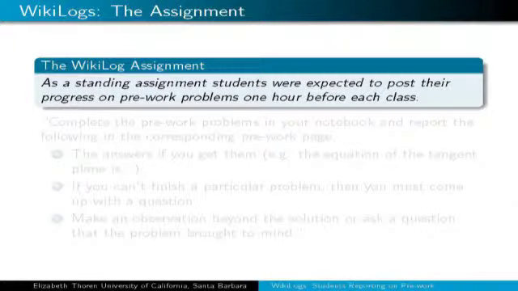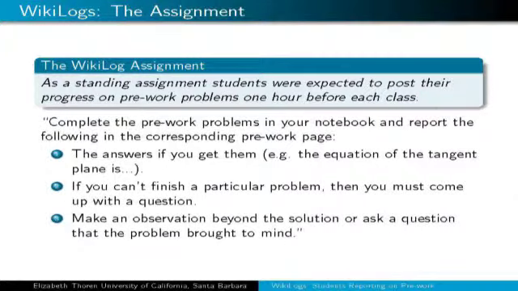So the standing assignment was students were expected to post their progress on the pre-work problems before each class. More specifically, I told them to complete their pre-work problems in the notebook and then just report the following. There are 3 bulleted things. The answers if they get them, and I made a distinction between answers and solutions. I wasn't looking for a whole solution, I'm just looking to see if they got the answer and what answer they got. If you can't finish a particular problem, then you have to come up with a question.